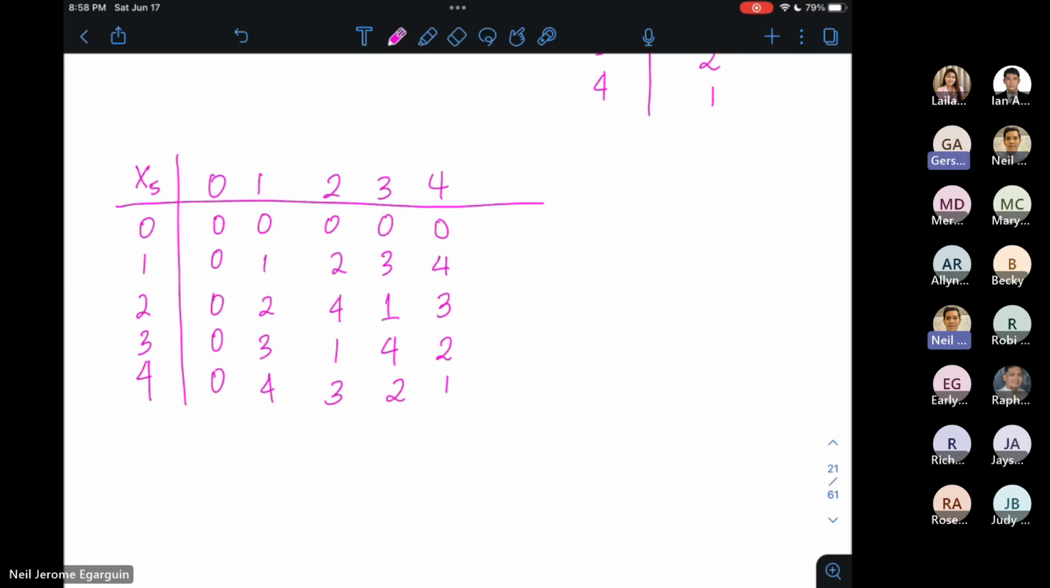Okay. So anong multiplicative identity? 1. Yeah, it's 1. Kasi tingnan niyo yung row ni 1 at column ni 1. Naulit lang itong nasa ibabaw at yung nasa kaliwa. Alright, so that's the multiplicative identity.